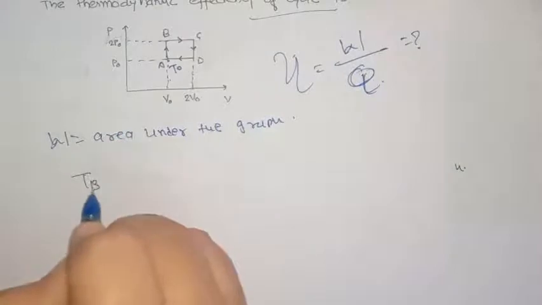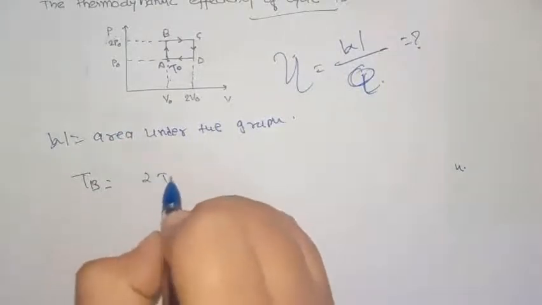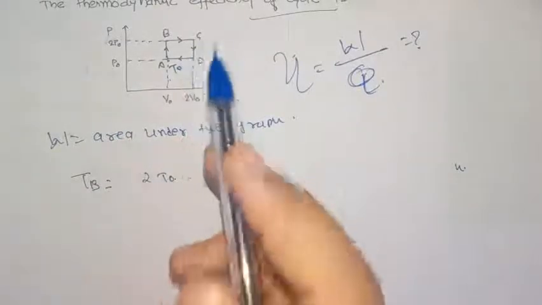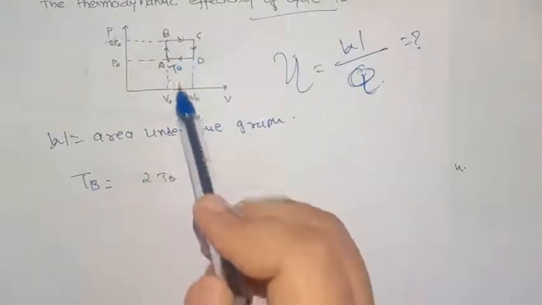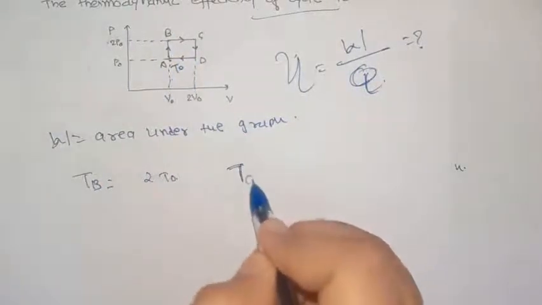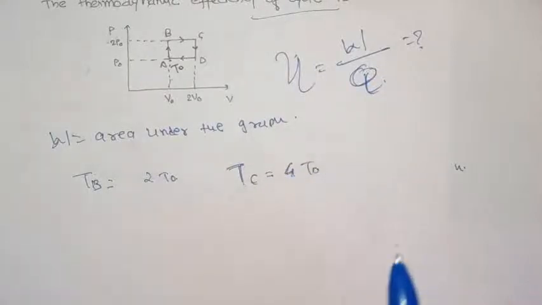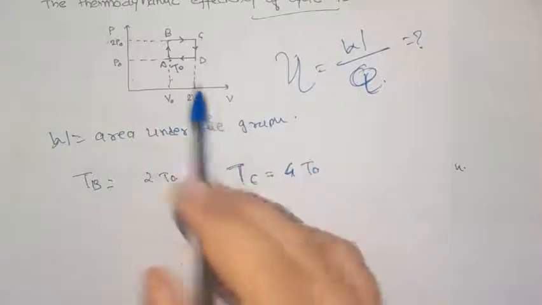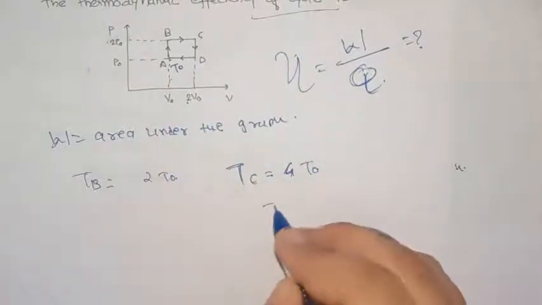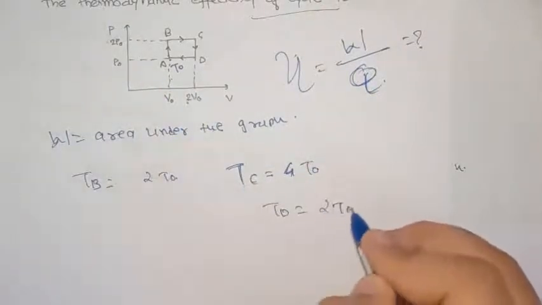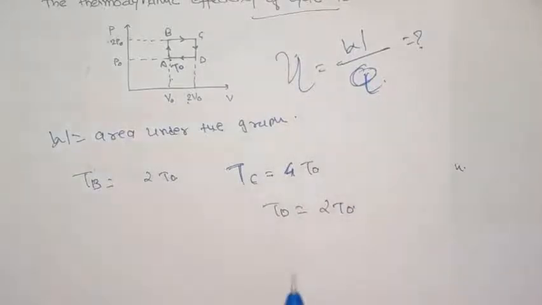So temperature at B will be equal to 2T0. At C, the state will be 2P0 into 2V0. So the temperature at point C will be equal to 4T0. And temperature at D is P0 into 2V0, so that will be equal to 2T0. Now, first, let us find for the AB process.